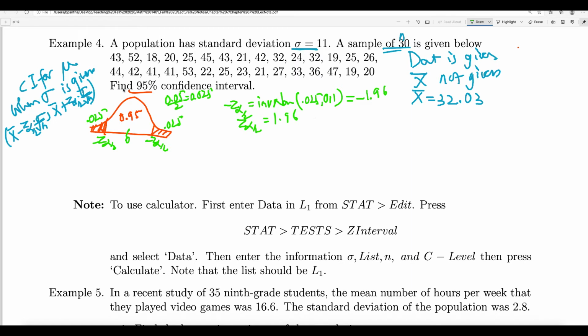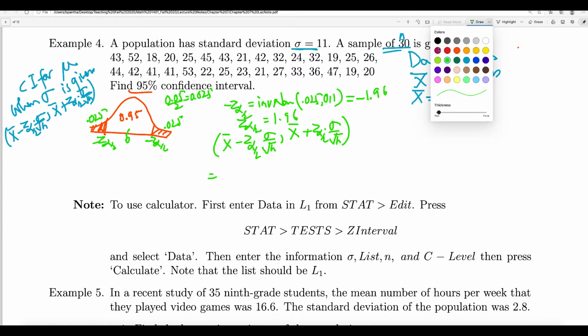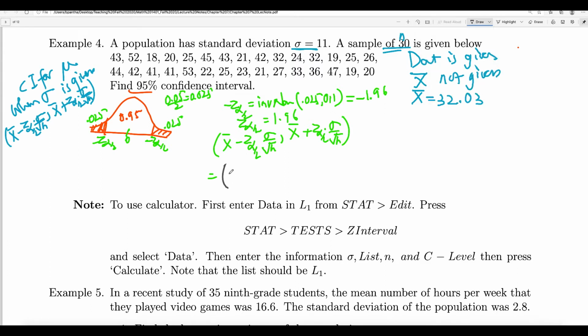Now you use that formula to find the confidence interval. How do I do that? It is x bar minus z alpha half times sigma over root n, comma, x bar plus z alpha half times sigma over root n. So how much is x bar? The x bar here is 32.03 minus 1.96.